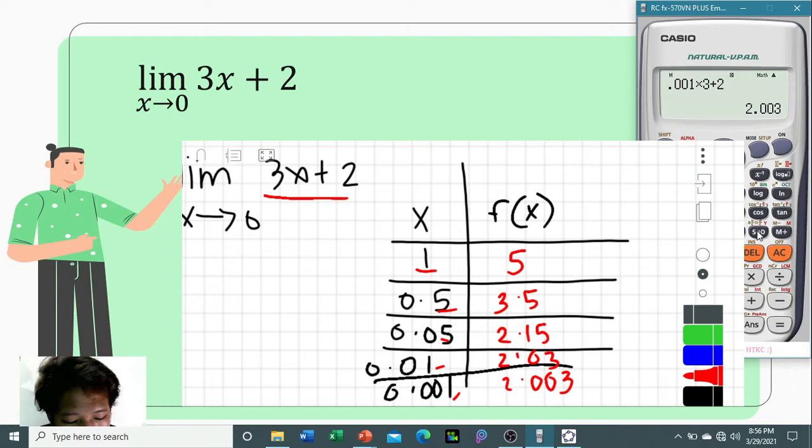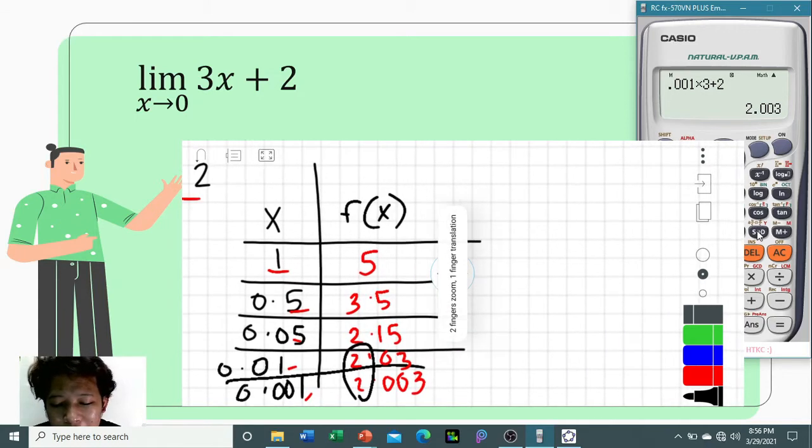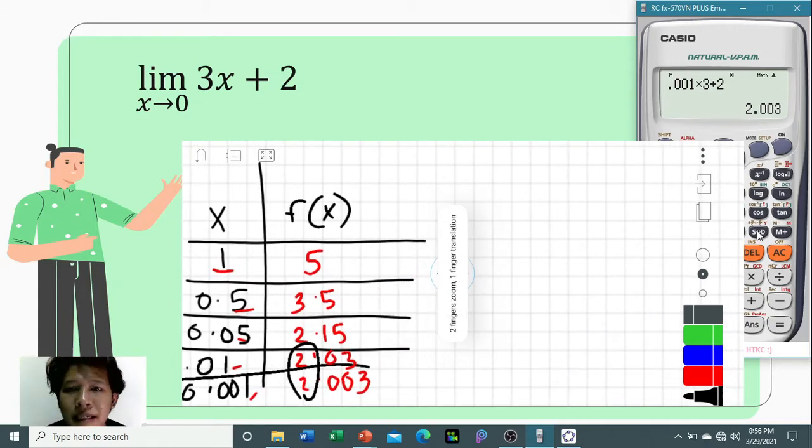Actually, if we notice, it approaches 2. Right? It gets closer and closer to 2. So, let us now try to determine the limit of the function as x approaches 0 from the left.